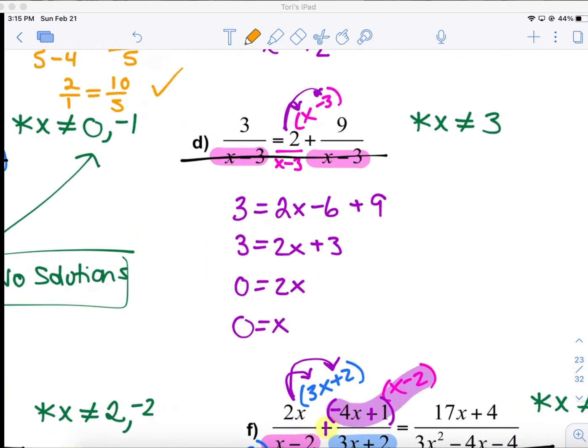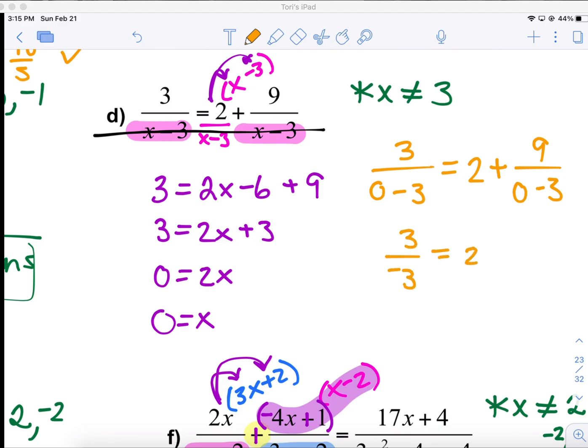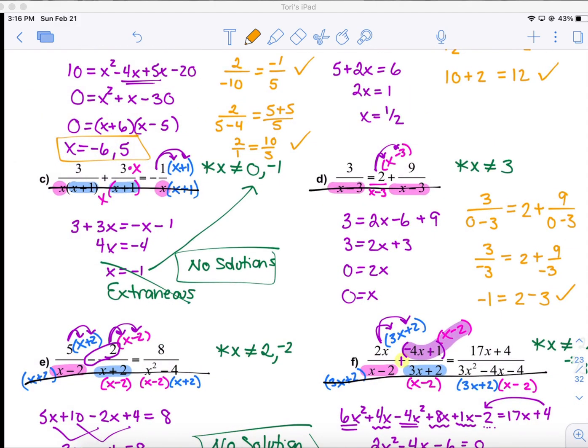Good, let's go to D. So D, I only have to check 0, so 3 over 0 minus 3 equals 2 plus 9 over 0 minus 3. All right, so we've got 3 over negative 3 is equal to 2 plus 9 over negative 3. 3 divided by negative 3 is a negative 1, is equal to 2 plus, and actually that would be a negative, 2 minus 3. I would agree, that works out. If you need to pause the screen, copy anything you missed for C and D, you can do that now.